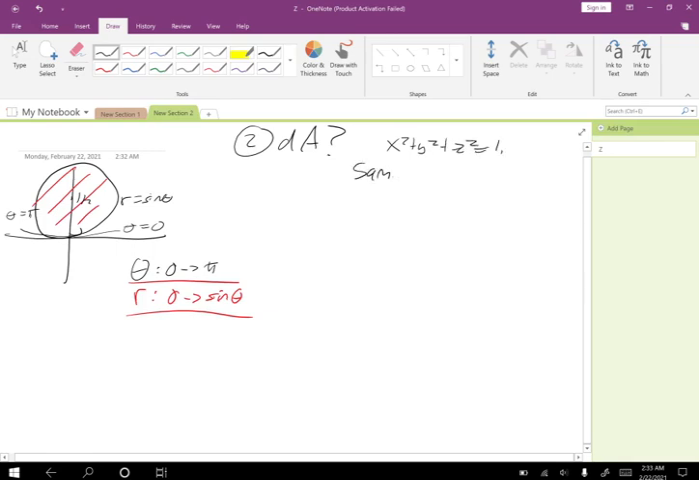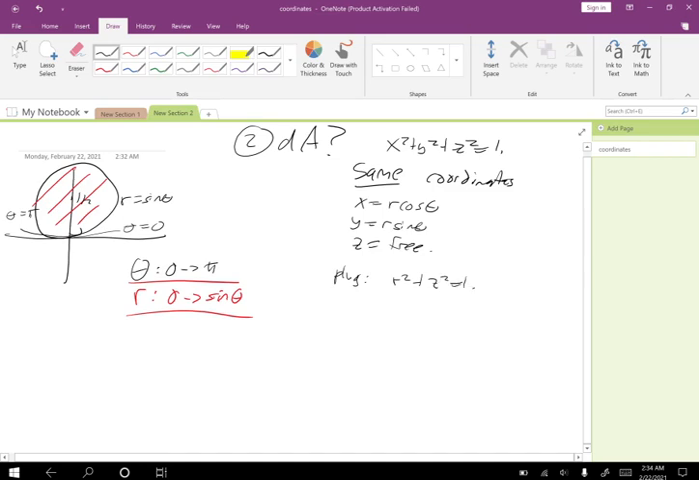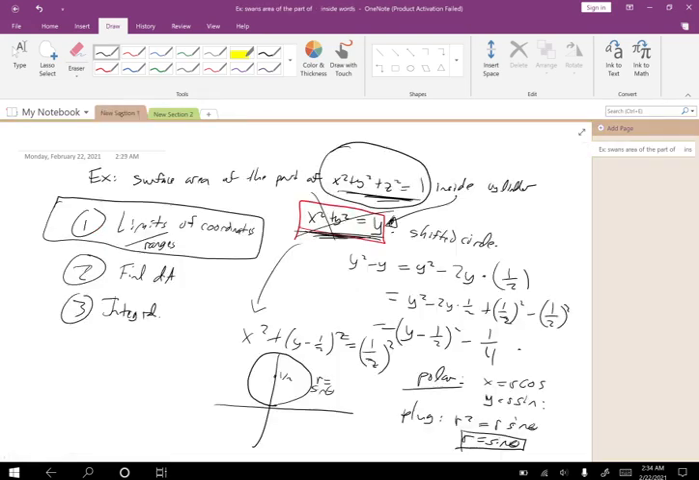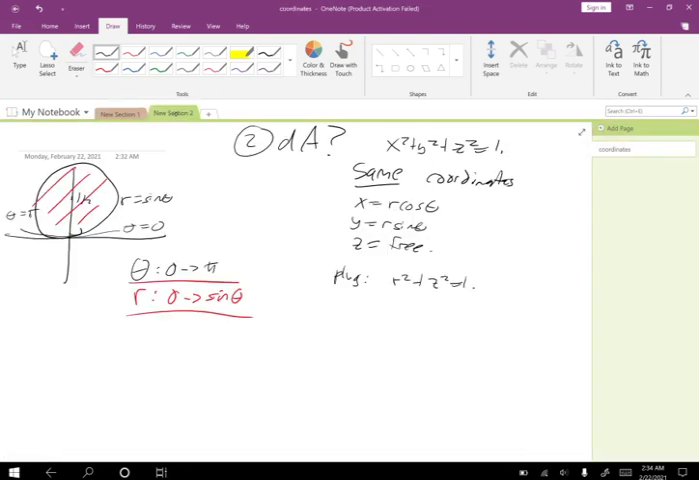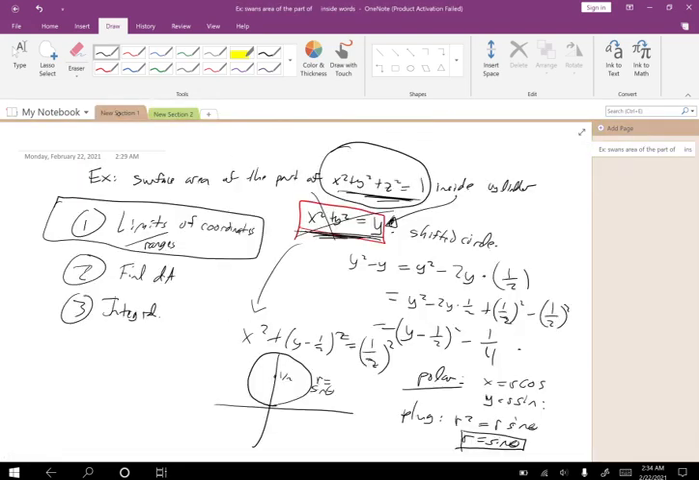We'll use the same coordinates as before. That is cylindrical. So x equals r cosine theta, y equals r sine theta, and z will be free. So when we plug this in, we'll get r squared plus z squared equals 1. This isn't as good as spherical, but remember, we want the same coordinates as before. And spherical would have been much worse, I think, if we tried it here.